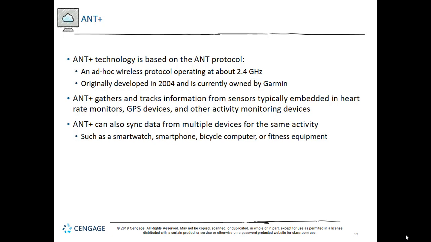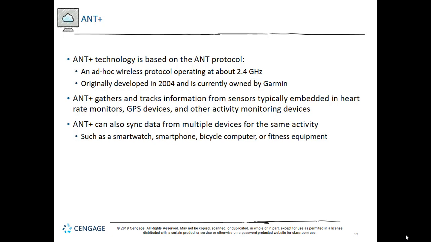The ANT protocol was originally developed in 2004 by the ANT Wireless division of Dynastream Innovations. It's a company owned by Garmin, the people who do the satellites, GPS. While ANT+ is a proprietary protocol, it's also open source. Therefore, many manufacturers are using it in addition to Garmin.